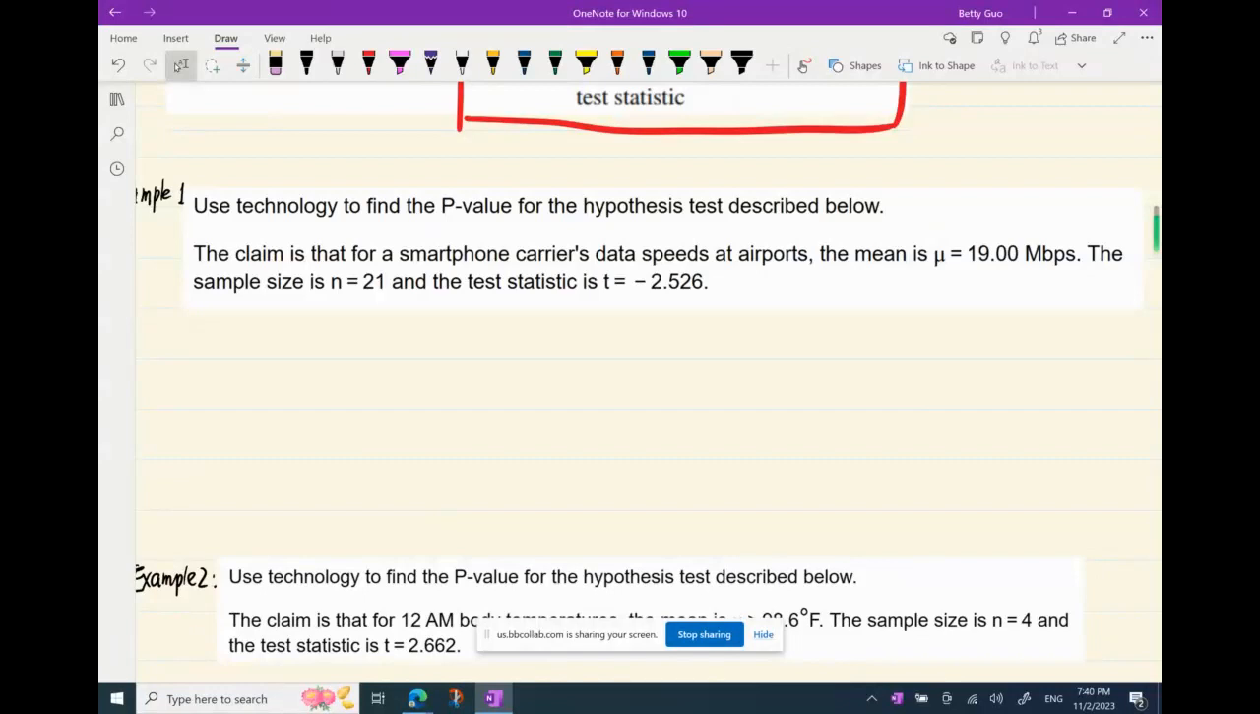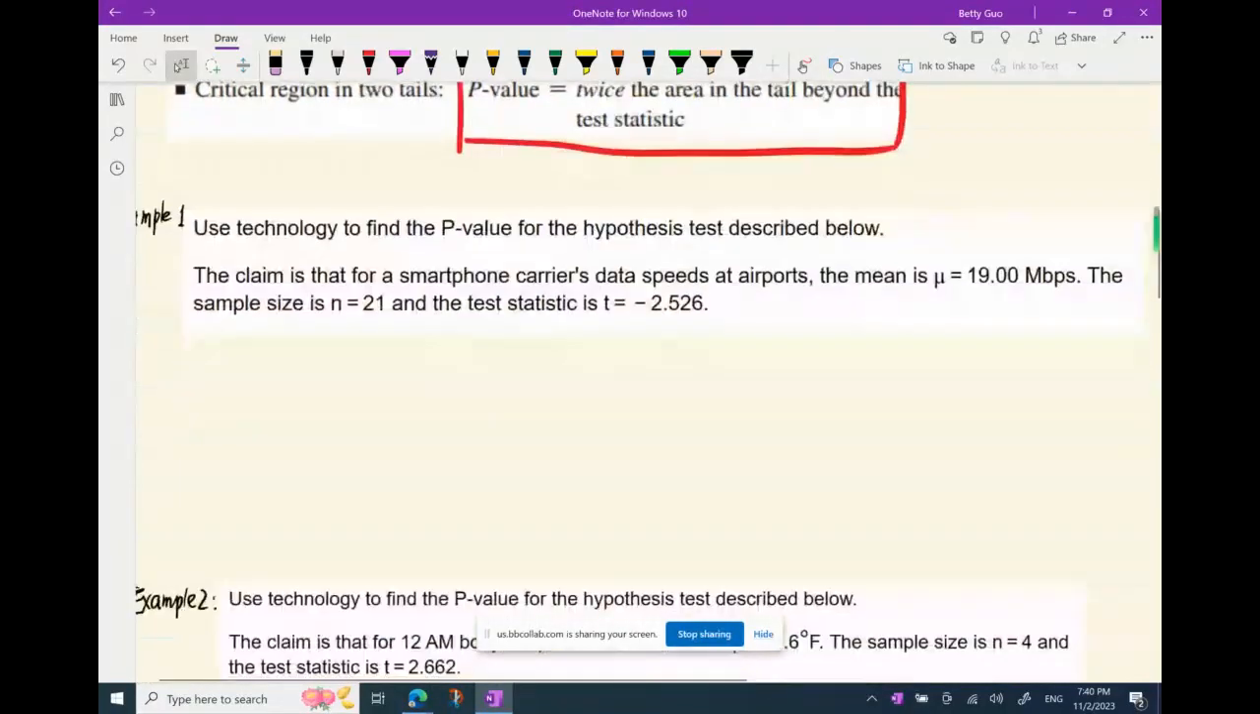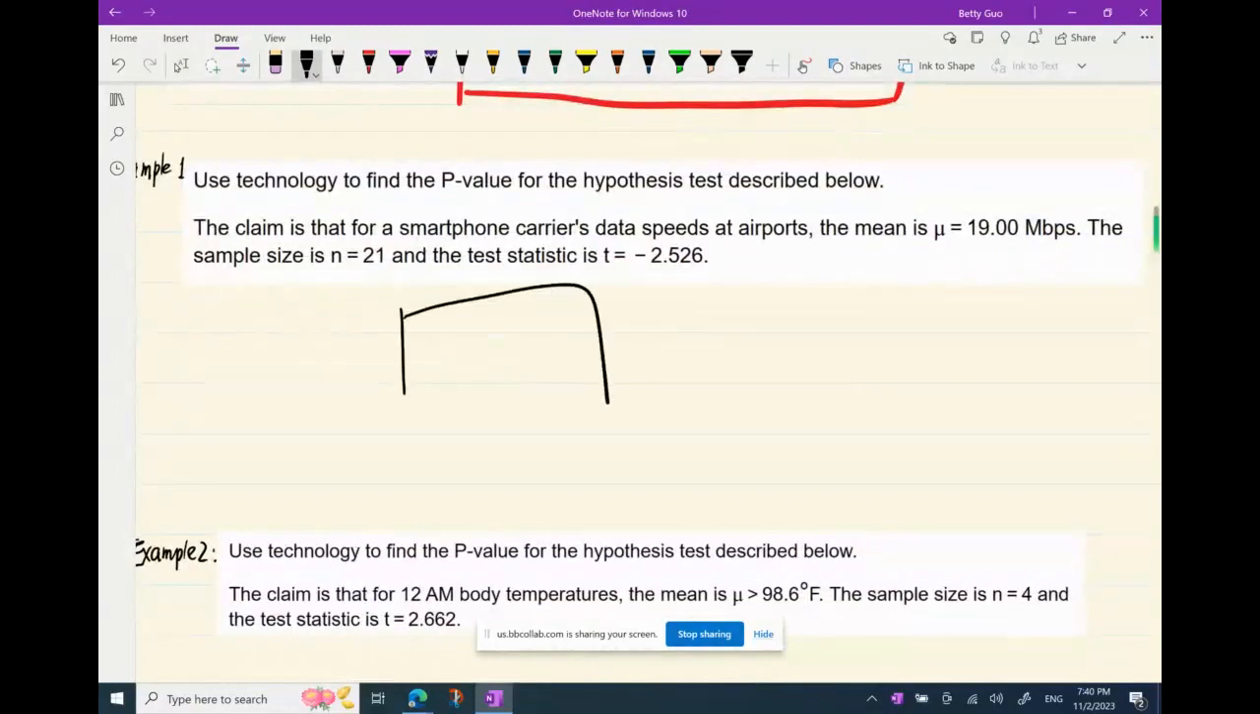Yeah, t-score. T equals negative 2.526. Okay, yeah, the test statistic is t equals negative 2.526. All right, so this question, if you attempt to use t-test in the calculator directly, you are not able to find a p-value. The intention of this question is want you to use the t-distribution.